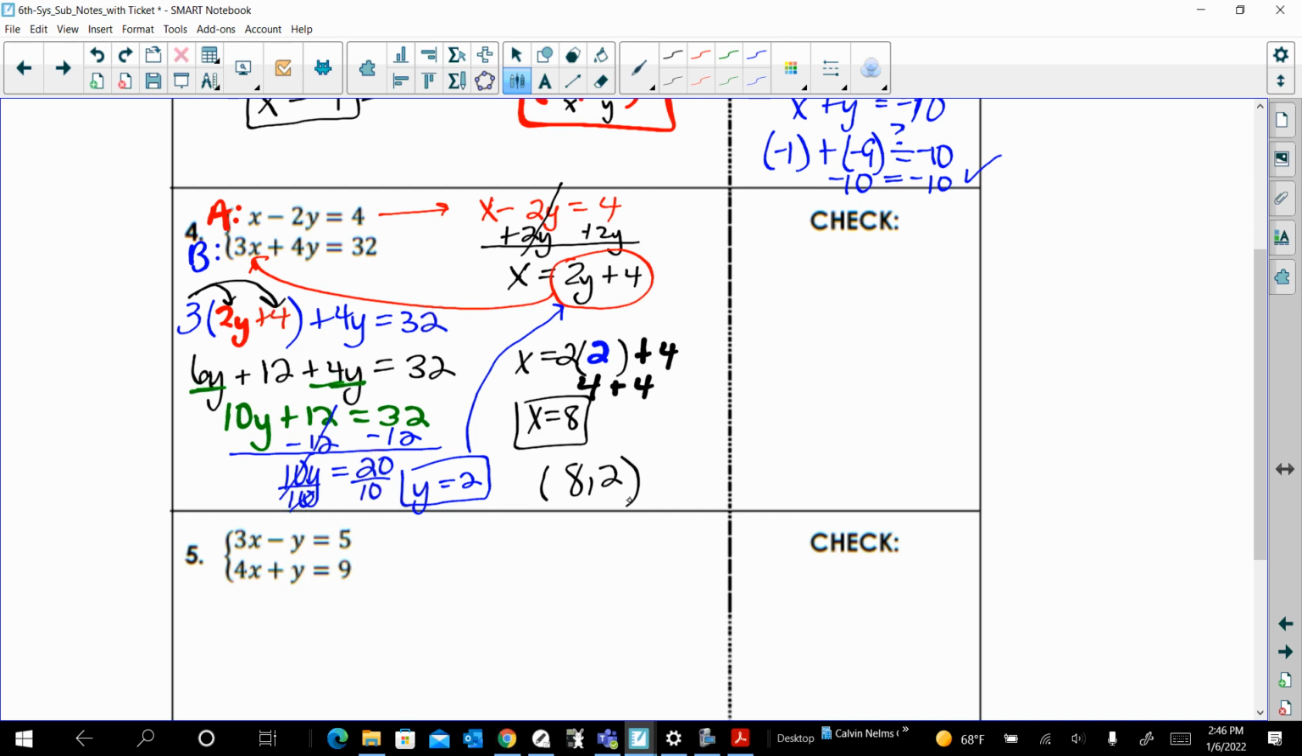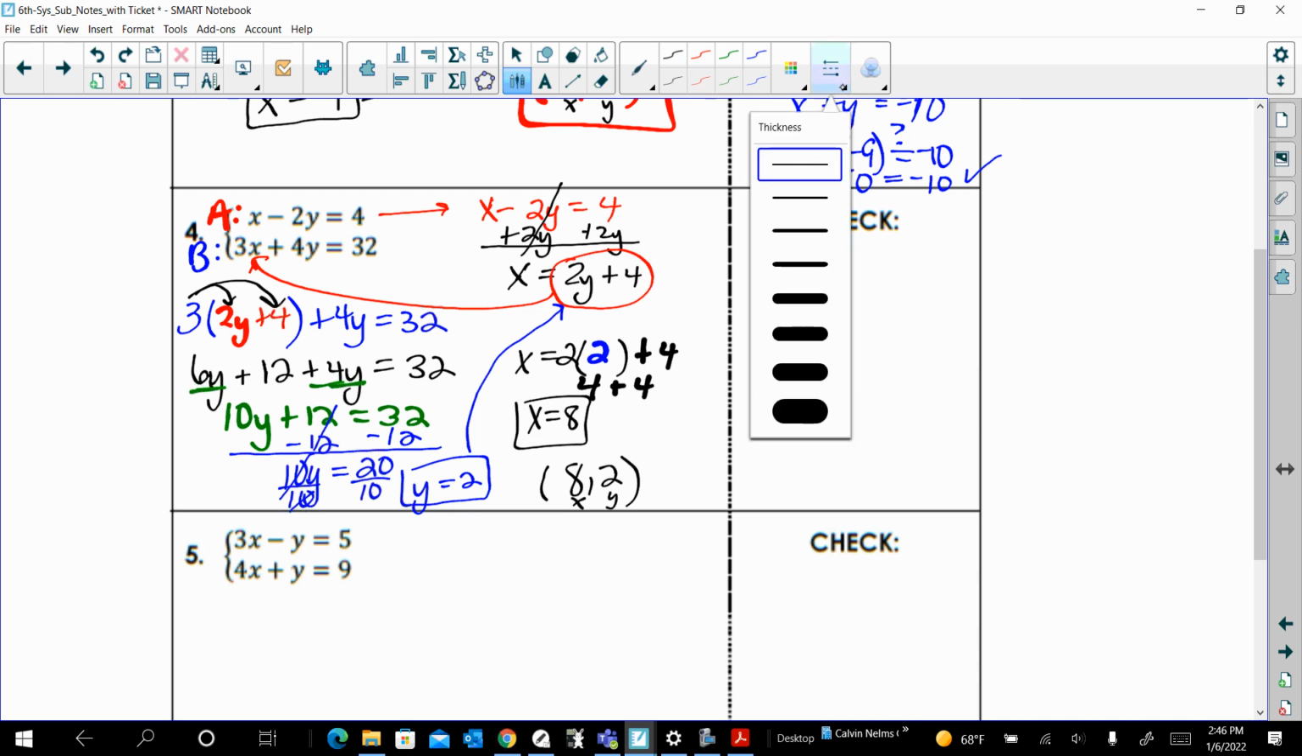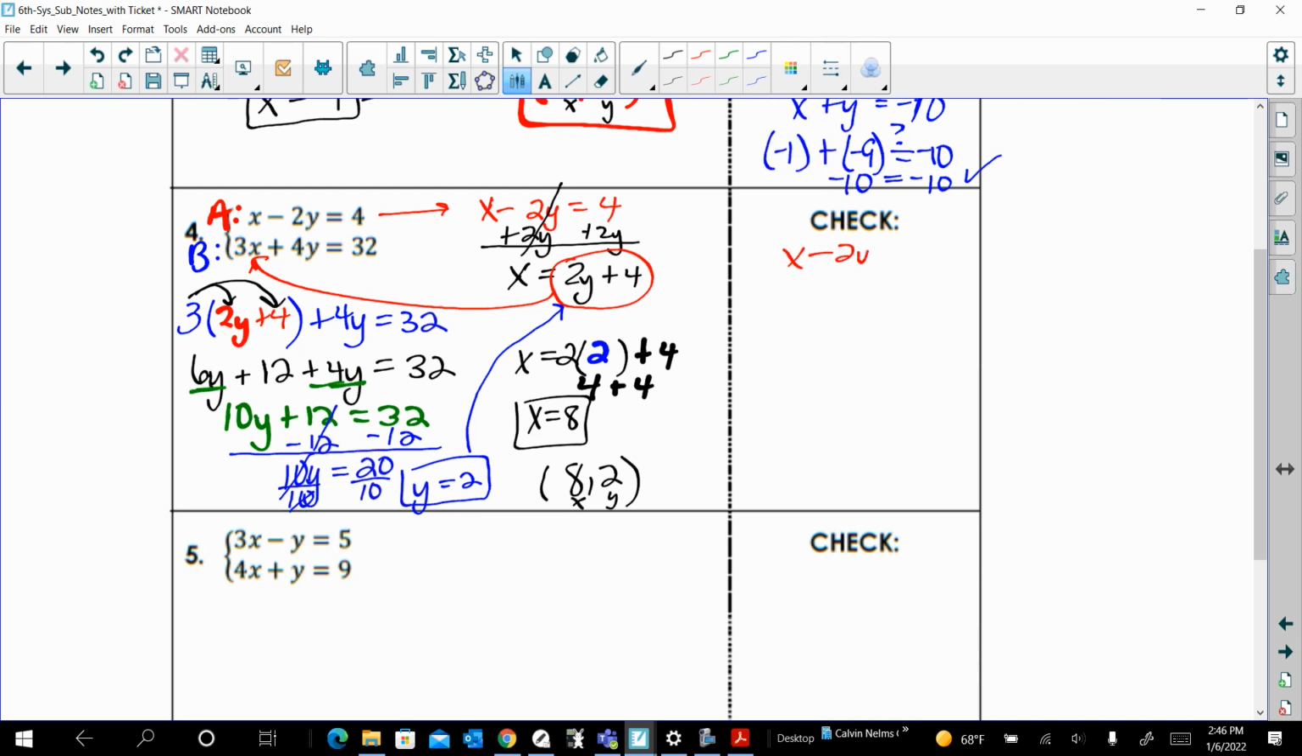Now I can check it by plugging in our x and our y for each equation. When I do it for equation A, it was the x minus 2y equals 4. I have to check to see if this is true. That's why I put a little question mark right here. So this is 8 minus 2 times 2. Would that equal 4 when I work this out? 8 minus 4, yep, equals 4. So 4 equals 4, so that is correct.